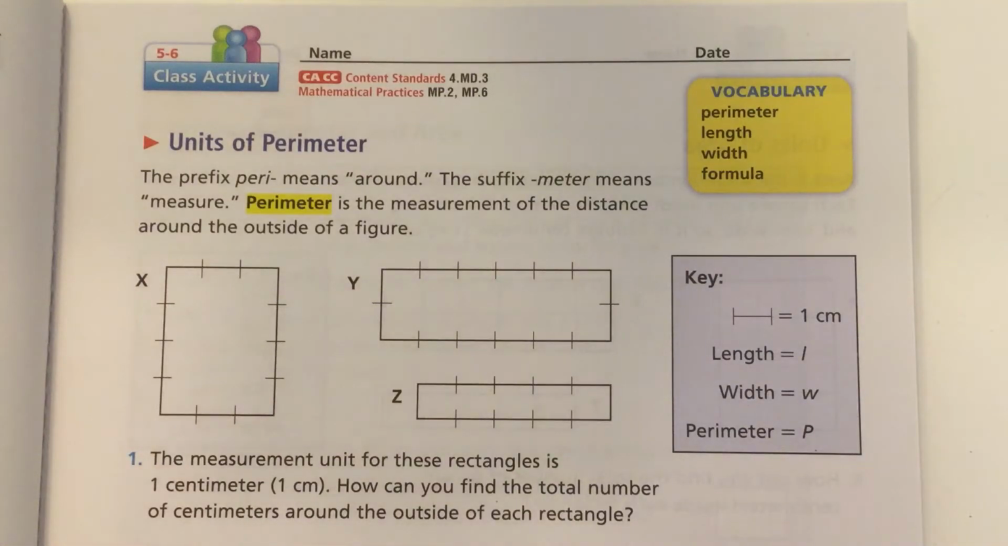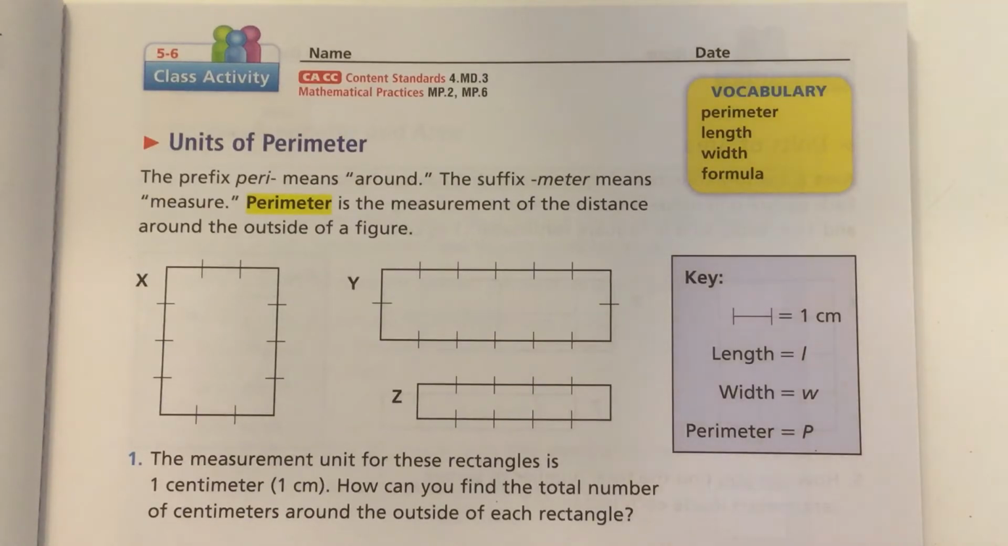Good morning, fourth graders. We're on lesson 6 today in unit 5. I'm on page 195 of my math book. And today we're shifting gears a little bit. We're going to start talking about how to find the perimeter and area of quadrilaterals.